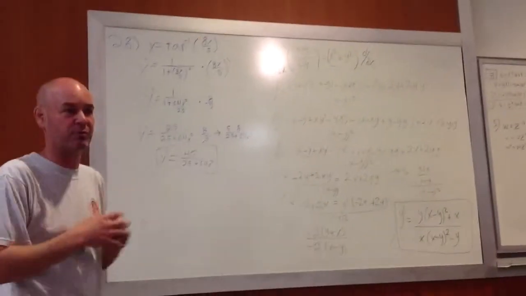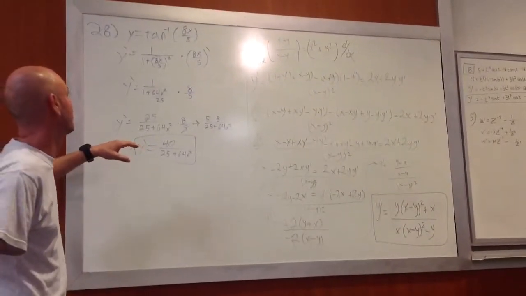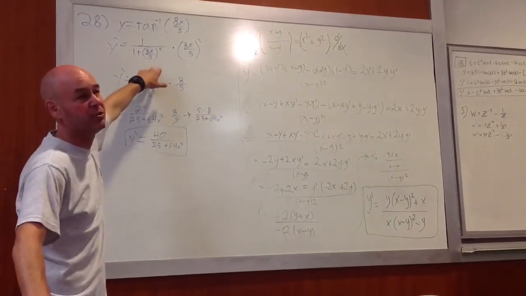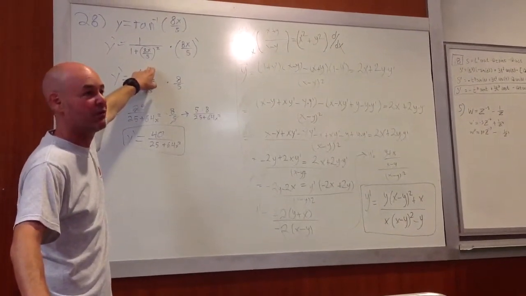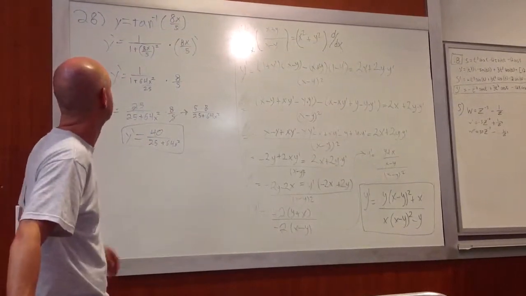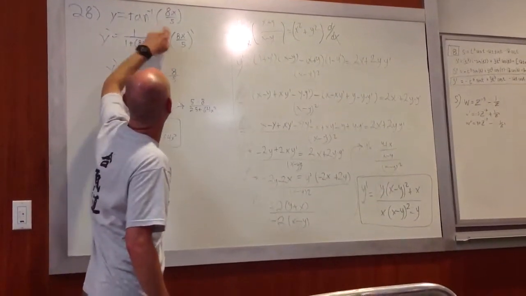Sometimes they don't use all the same formulas that we do, and I think that inverse tangent is one of them. So this becomes 1 over 1 plus domain squared. It's really important you don't just put x squared. It's whatever the domain is, in this case 8x over 5, or 8/5 x. Then it's times the derivative of this.